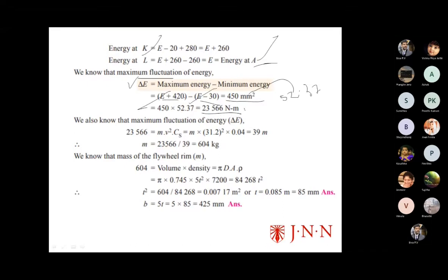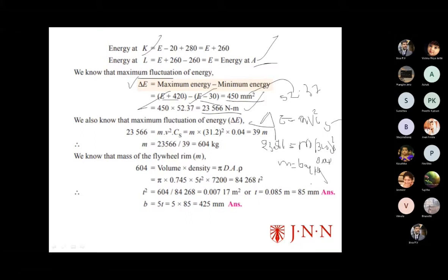23,566 Newton meter. Now delta E, the maximum fluctuation of energy, we know the formula: delta E equal to m v square Cs. So substituting, 23,566 is equal to m, the mass value, which we haven't found, so keep m the same, and v value already found, velocity is 31.2 whole square, into Cs value 0.04, already found. After simplifying we get m equal to 604 kilogram.